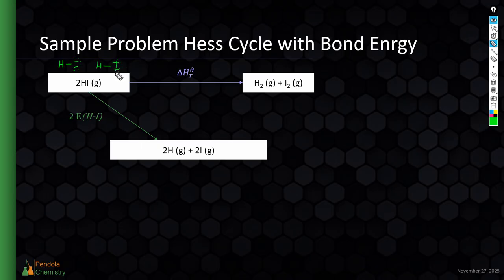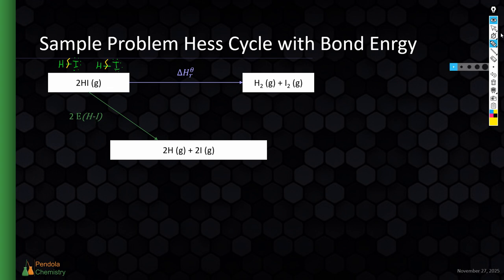So when we look at making 2H and 2I from 2HI, 2 hydrogen and 2 iodine atoms, what we are looking at here is essentially the breakage of these HI bonds. And there are 2 of them because there are 2 molecules. So what is this equal to, the 2HI to 2H and 2I? It is 2 times the bond energy of the HI bond, the amount of energy needed to break the HI bond.